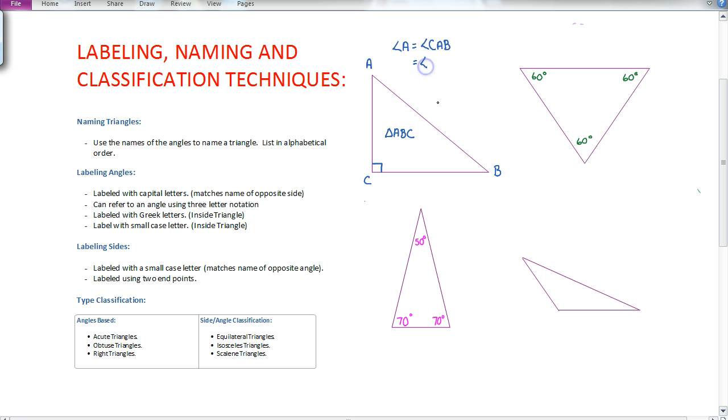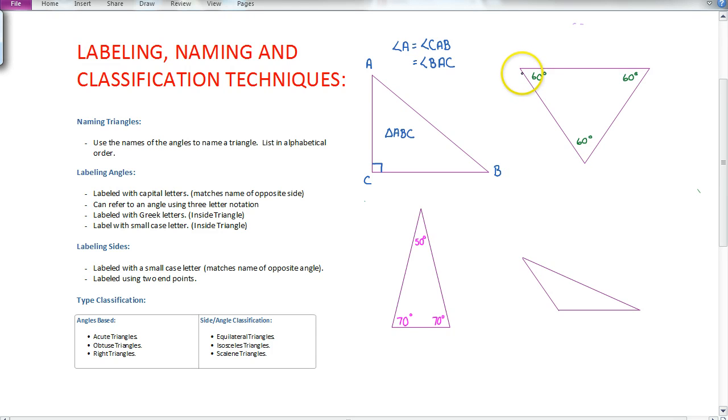Alternately, I could say angle BAC. It doesn't matter if B or C is first. All that matters is the angle A is contained inside. This naming convention isn't as useful for triangles, but when we're dealing with compound shapes, that is shapes put together, it becomes very useful.